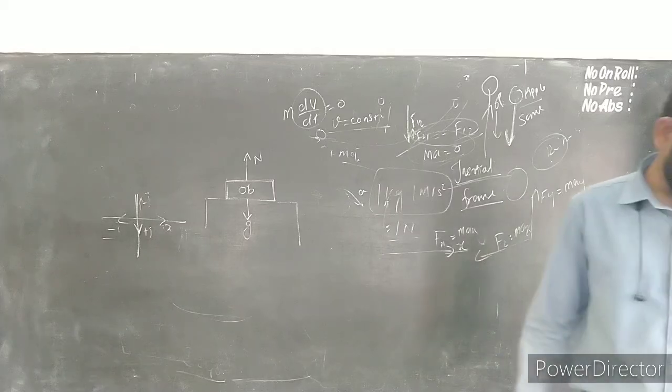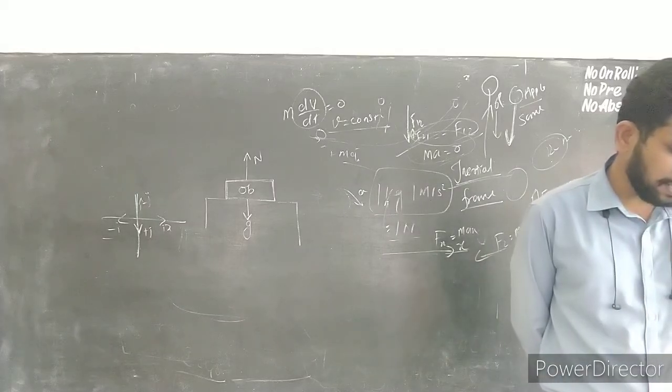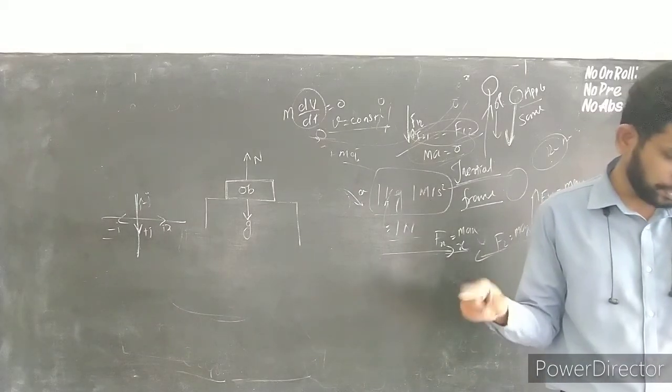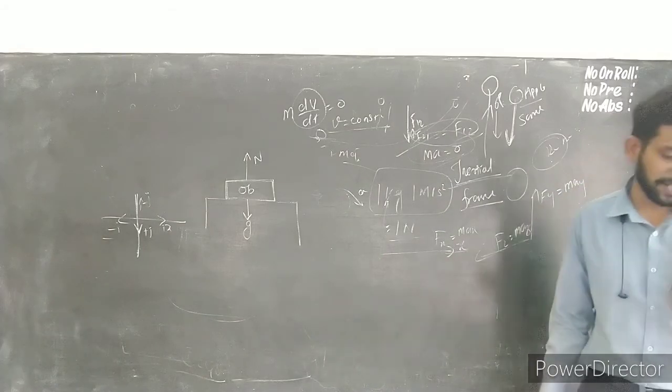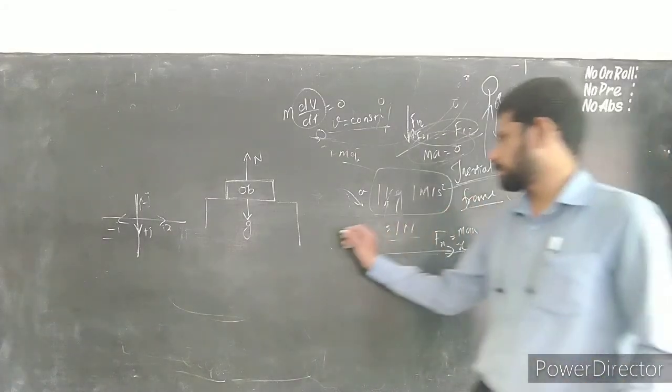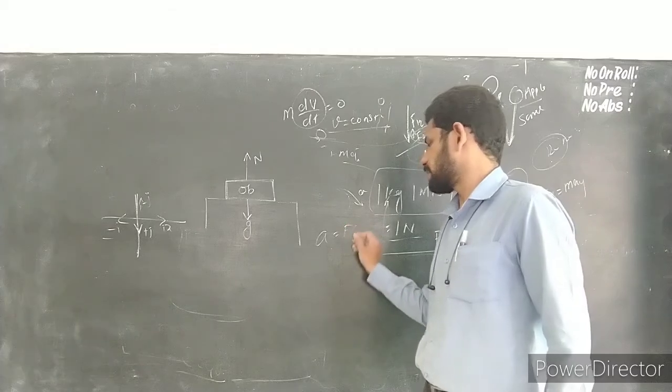Two objects of masses 2.5 kg and 100 kg experience the same force of 5 newtons. What is the acceleration experienced by each of them? Use a equals F by m. That's it.